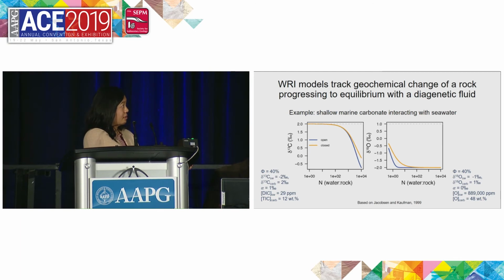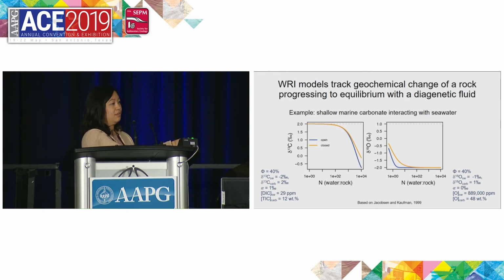So here's a similar model result. Again, the main goal of this is to track geochemical change of a carbonate rock as it progresses to equilibrium with some diagenetic fluid. In this example, I'm showing how a shallow marine carbonate's delta 13C and delta 18O would change as it interacts with increasing amounts of seawater. The blue is an open system, meaning it's more fluid buffered, and closed system means it's more sediment buffered. What becomes immediately obvious is that the initial value, which is this gray dashed line, the propensity to shift really varies depending on the different chemical constituents.